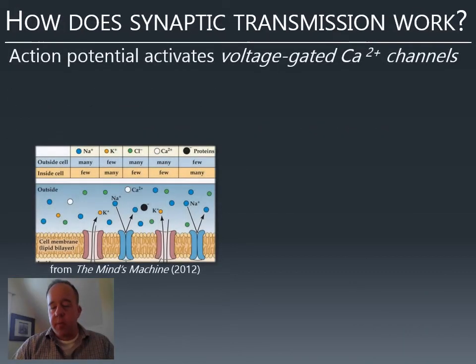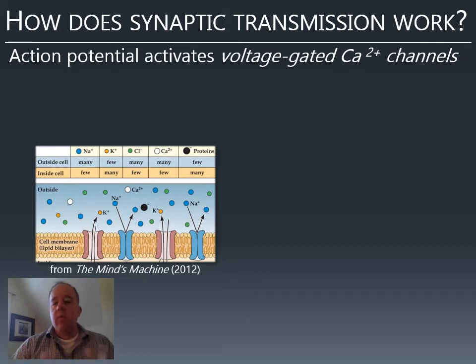So how does this work? We're going to stay on the presynaptic side for a moment. When an action potential gets to the axon terminal, it activates what are called voltage-gated calcium channels. Ca is the abbreviation for calcium. And we've already seen voltage-gated channels before. We saw them for sodium, we saw them for potassium in our lecture on the action potential.